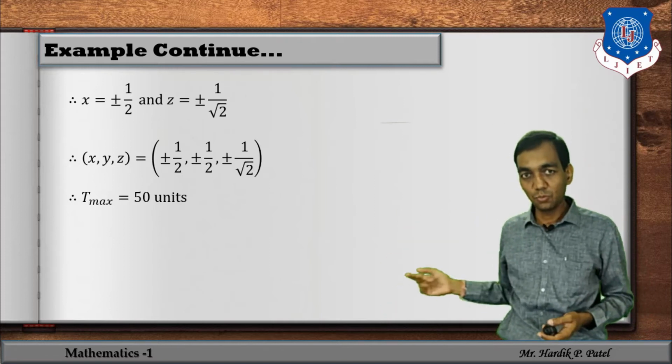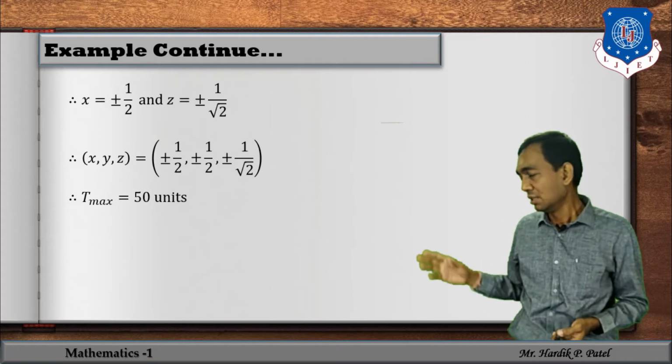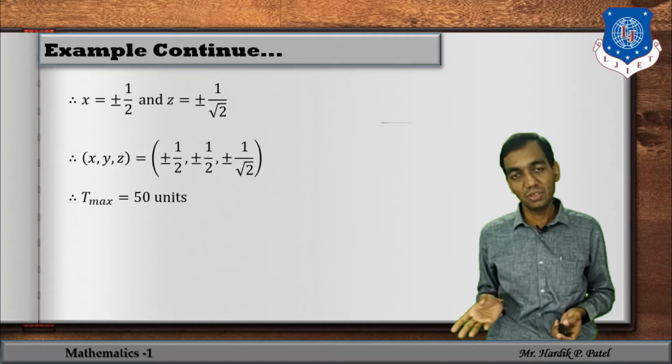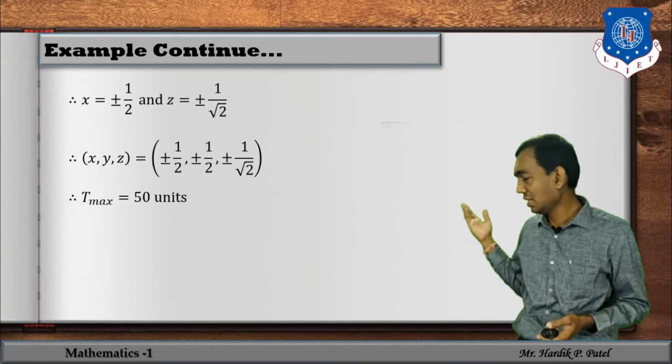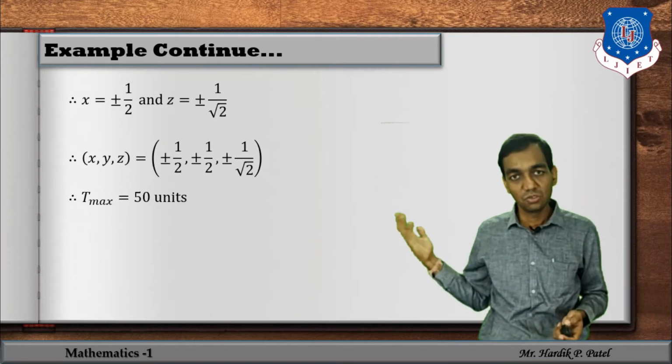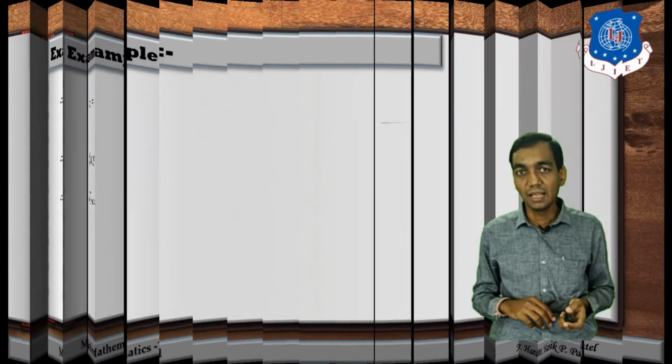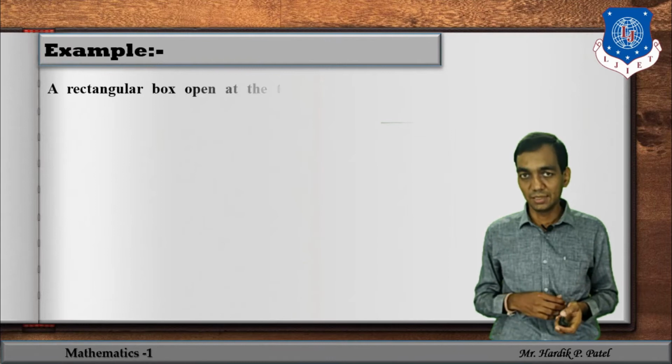So, we have 2 points, 2 conditions. Either the maximum value will be 50 and the minimum value will be minus 50. But here we require only the highest temperature. So that will be 50 on the sphere. Okay. Now we are going on to another example.